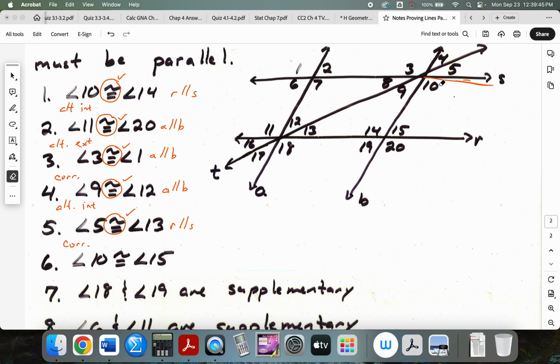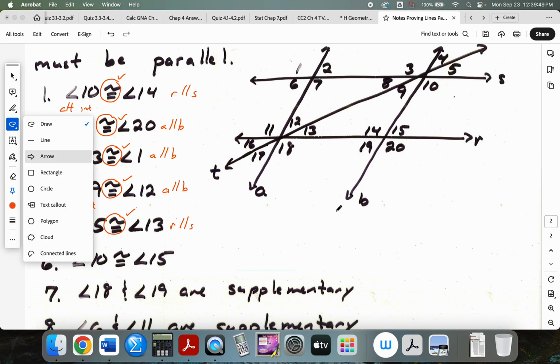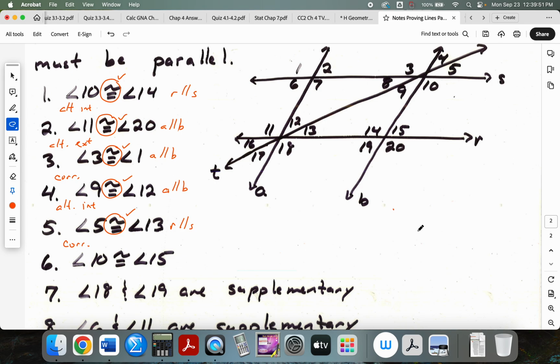All right, next one, angle 10 and angle 15. The transversal is B. The other side of 10 is S. The other side of 15 is R. What type of angles are those? Same side interior. Is congruent the right relationship? No. So this is none.